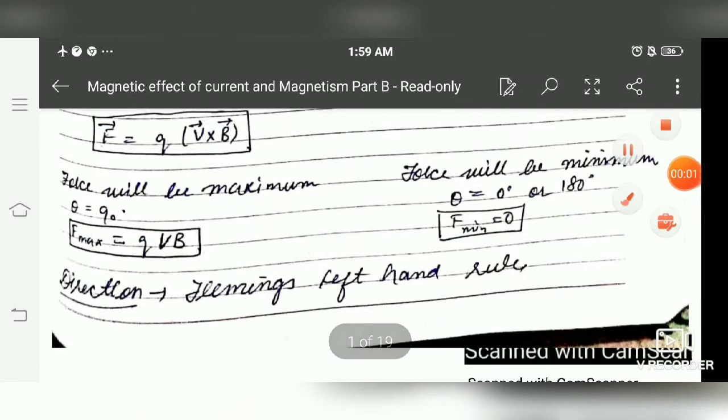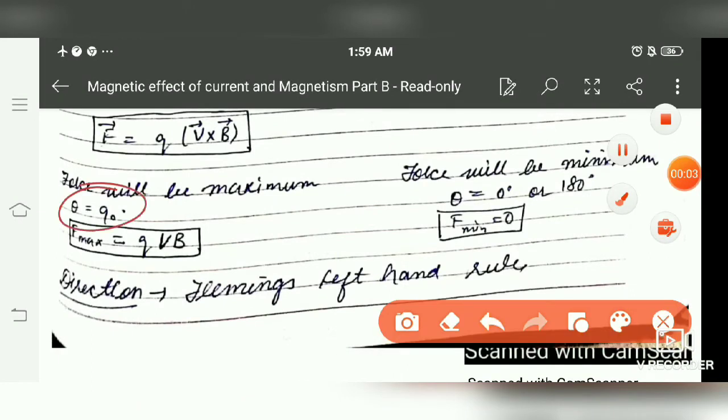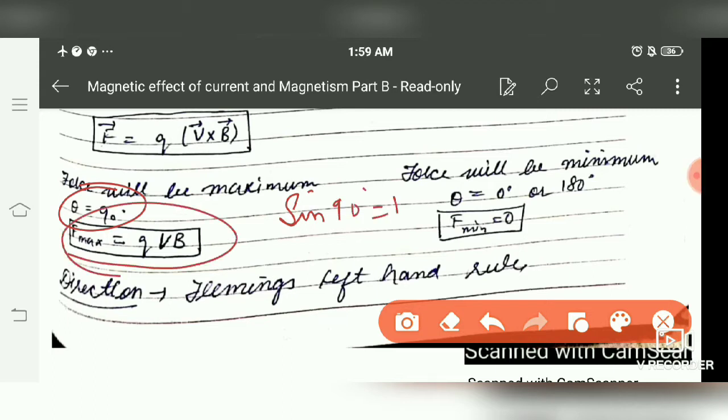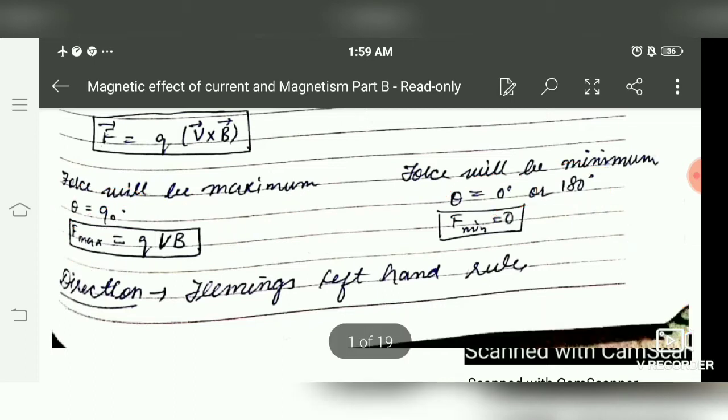When theta is 90 degrees, in that case sine 90 is equal to what? 1. In that case force is maximum. If theta equals 0 or 180 degrees, in that case sine 0 is 0 and force is minimum.